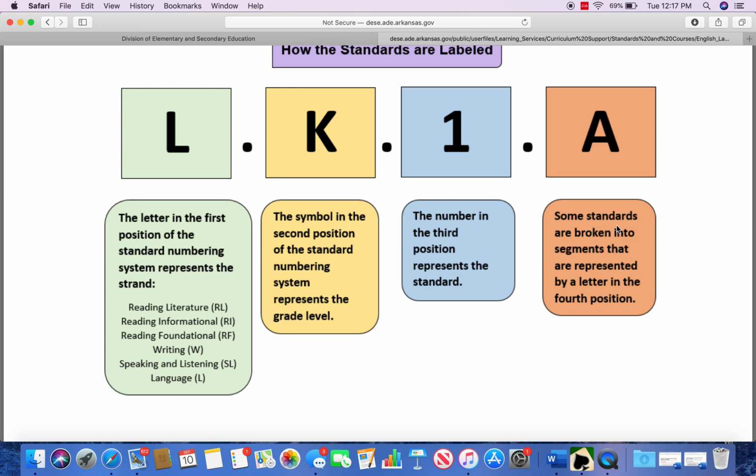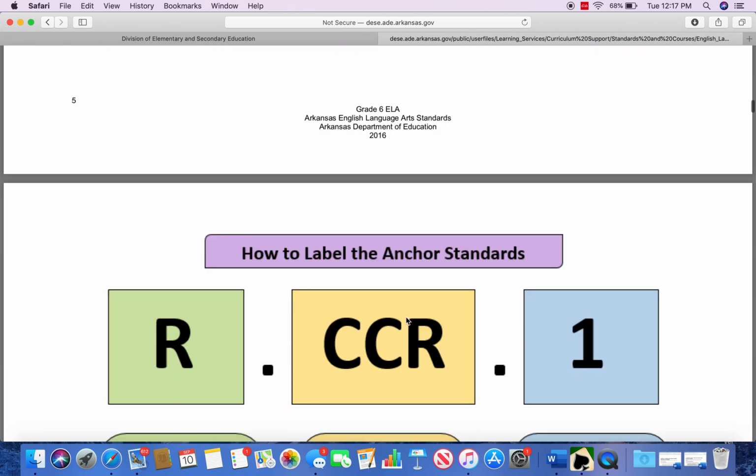And then some of the standards are broken down into segments that are represented by the letter in the fourth position. Not all, but most of them are going to have a letter. So language, kindergarten, standard 1A. And then you might have language, kindergarten, standard 1B, 1C, and so on and so forth.